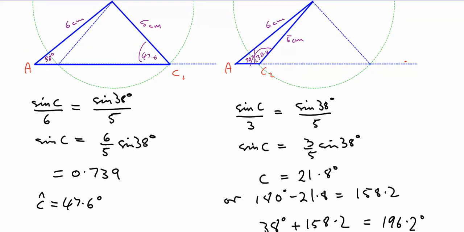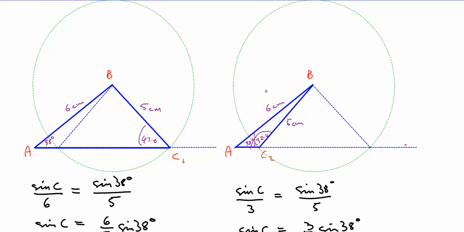And in fact, what would happen if we tried to draw the circle, if B was here, the circle would cut the dotted line at one point there, but it would not cut it at the other side of A. This bit of the circle wouldn't be able to cut the line again to the right of A, and so there would only be one triangle.